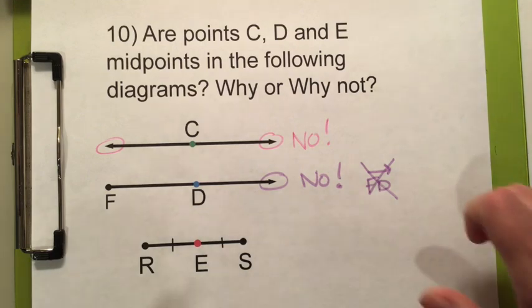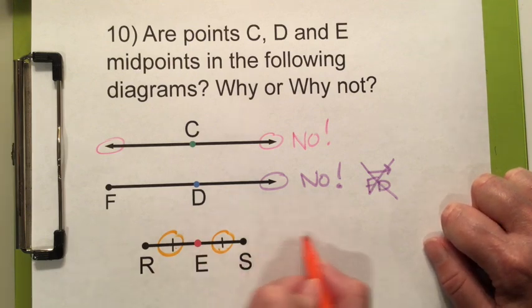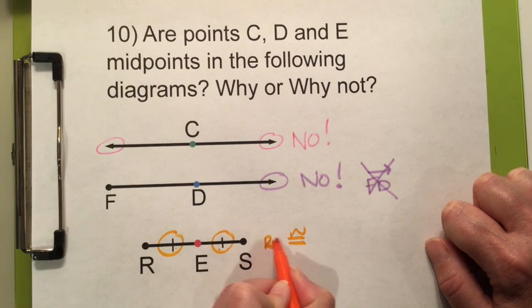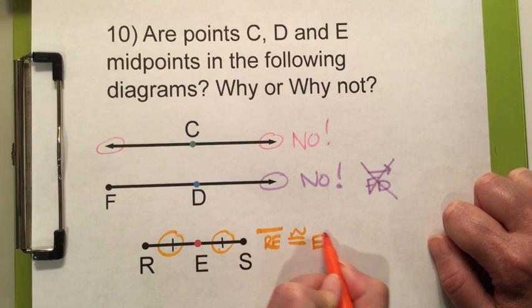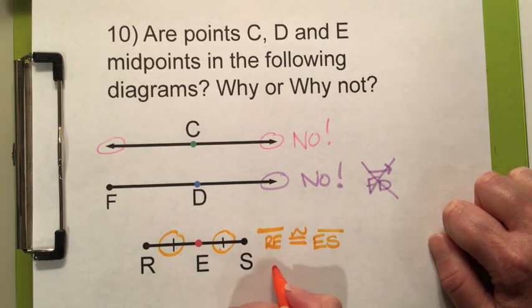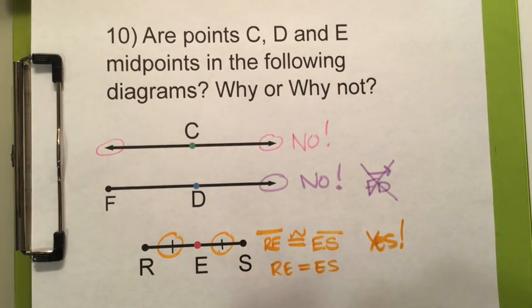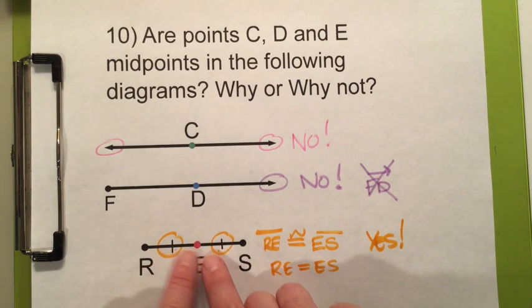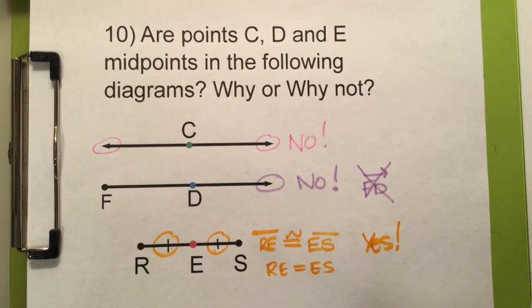Okay, so that's a lesson that we have to go with the markings. If we see these two markings, that means that they're congruent. So I could say RE with the line over it is congruent to ES, or RE is equal to ES. So yes, E is a midpoint in that case because those markings tell me that E is dividing segment RS into two equal parts, two congruent parts, and that's the definition of a midpoint.